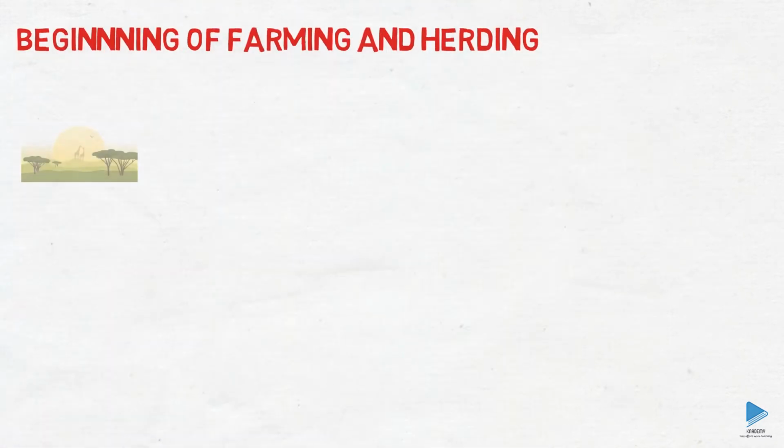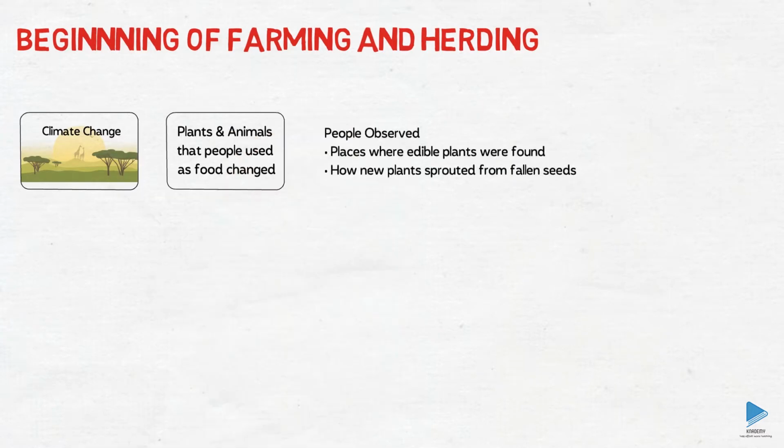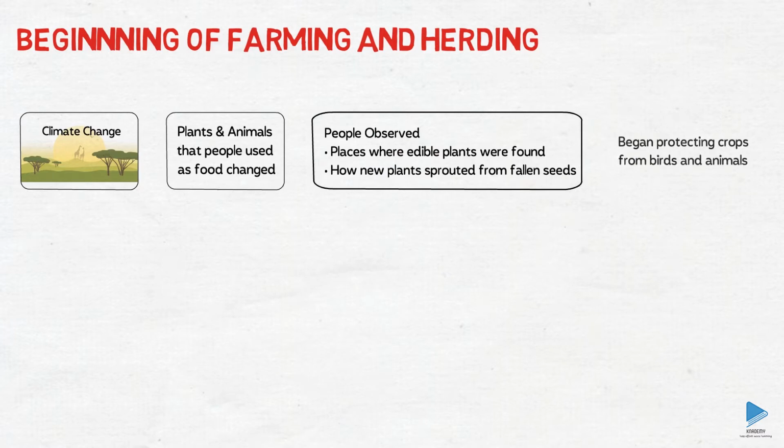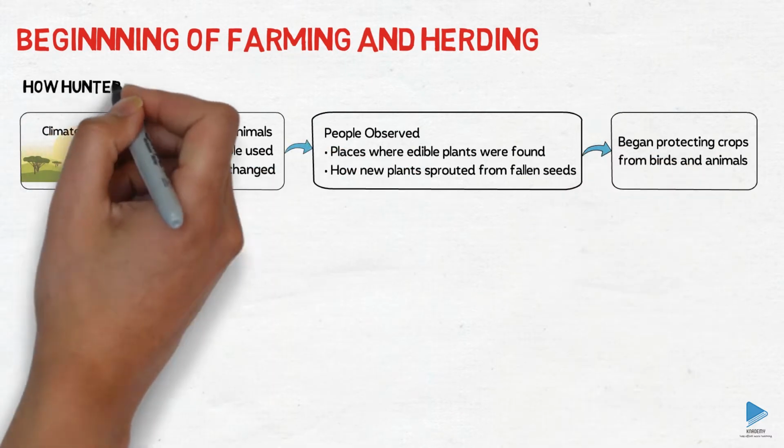As the climate of the world was changing and conditions became warmer, plants and animals of the world also changed. People observed places where edible plants were found, how seeds fell on the ground and new plants sprouted from them. Perhaps they began looking after plants, protecting them from birds and animals so that the plants could grow and the seeds could ripen. In this way, people became farmers.